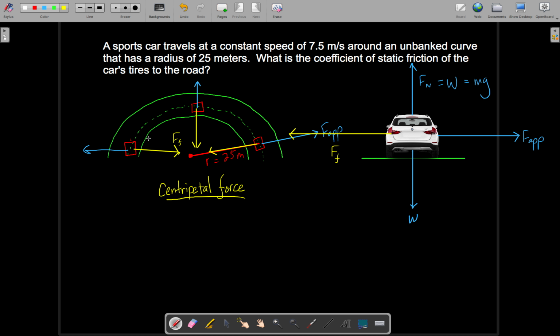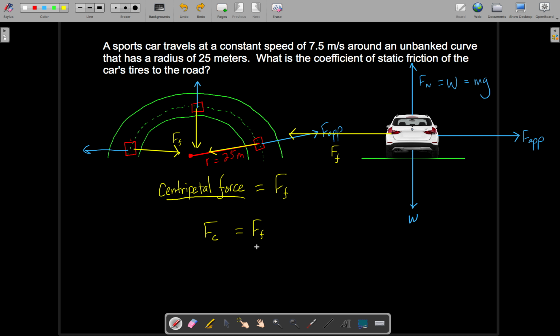And you notice that the frictional force is directed towards the center. So this means that the frictional force is equivalent to your centripetal force. So in unbanked curves, what you need to remember is that the frictional force is the center-seeking force. The frictional force is the centripetal force.